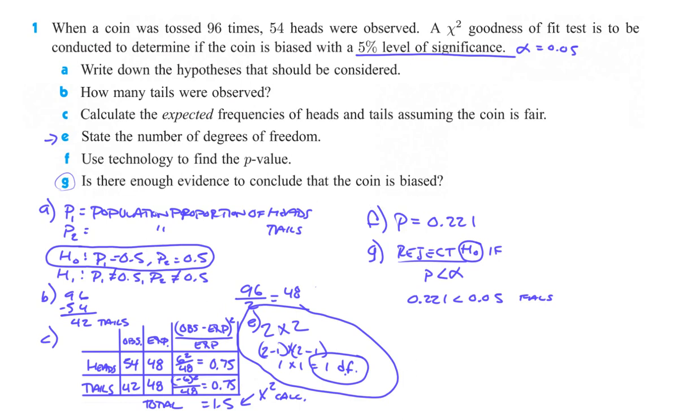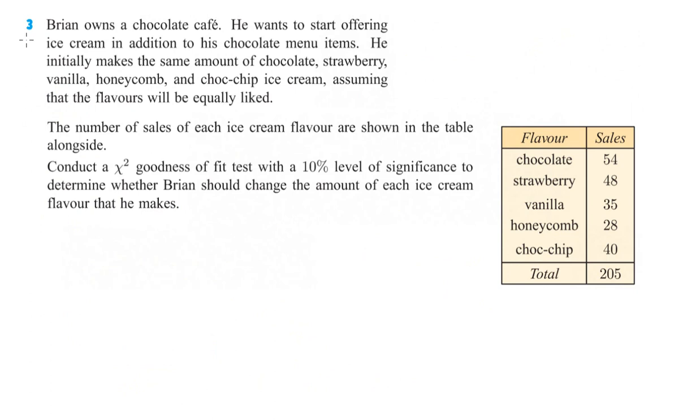Okay, let's take a look now at number 3. Brian owns a chocolate cafe and wants to start offering ice cream in addition to his chocolate menu items. He initially makes the same amount of chocolate, strawberry, vanilla, honeycomb, and chocolate chip ice cream, assuming that the flavors will be equally liked. The number of sales of each ice cream flavor are shown in the table alongside. Conduct a chi-square goodness of fit test with a 10% level of significance to determine whether Brian should change the amount of each ice cream flavor that he makes. So this is the number of sales, and that's the total here.